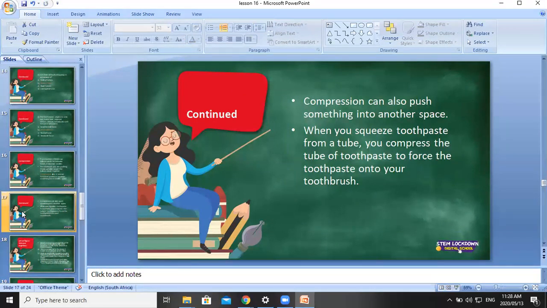Then let us look at compression. Compression can also push something into another space. We have dealt with friction and tension, and now we are looking at compression. How so? When you squeeze toothpaste from a tube, you compress it. The minute you press the toothpaste, you're applying a force. You are compressing that tube to push out the toothpaste onto your toothbrush. That is compression.